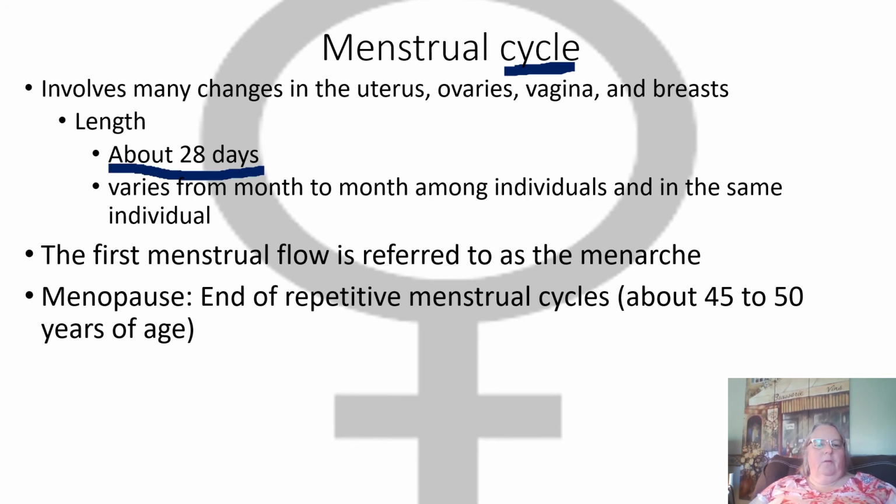Okay, the first menstrual flow is referred to as menarche. And then when the menstrual cycles stop, it's called menopause. And it's usually between the ages of 45 and 50. And know that this is an average. There are some that are older than that, some that are younger.